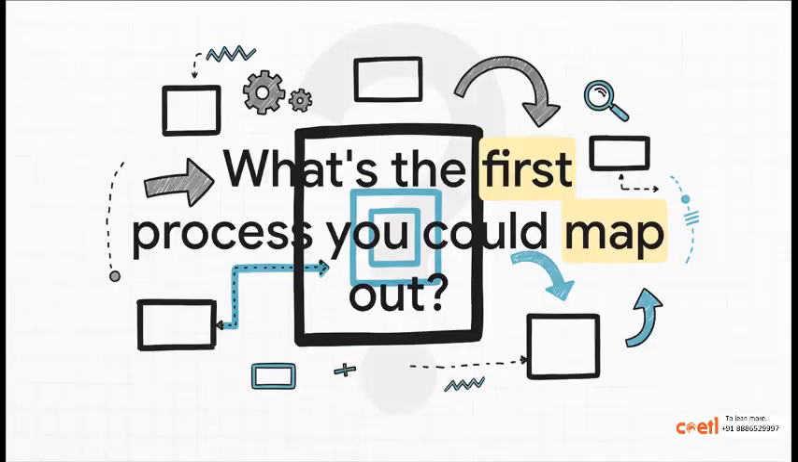So, I'll leave you with this question to think about. What's the first process in your own work that you could map out? It doesn't have to be perfect. Just try drawing a few boxes and arrows. You might be totally surprised by the new perspective you gain.